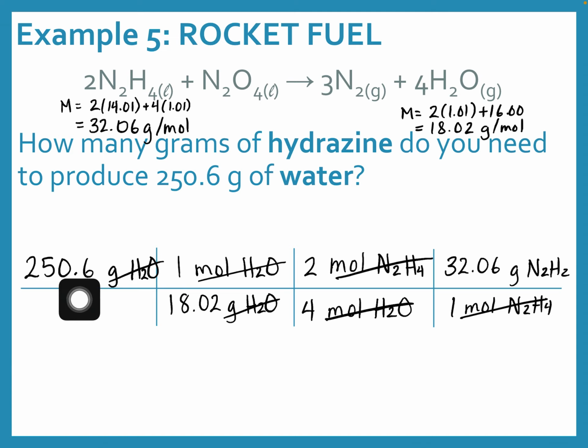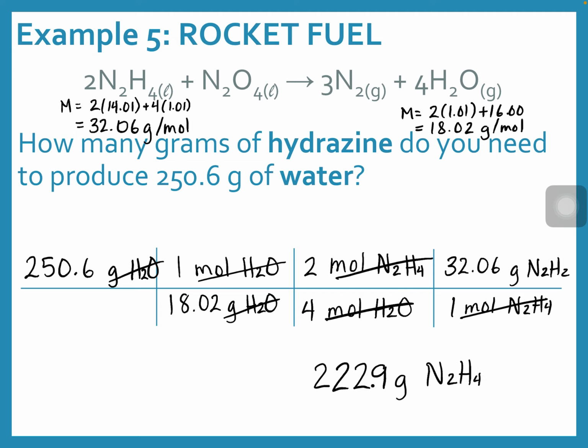So 250.6 divided by 18.02 times 2 divided by 4 times 32.06. And that's going to give me 222.9 grams of hydrazine. And I had 4 sig digs here, so 4 sig digs here. And if you haven't covered significant digits in another course yet, don't worry about this for now.